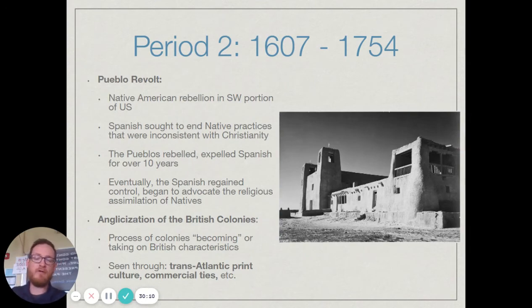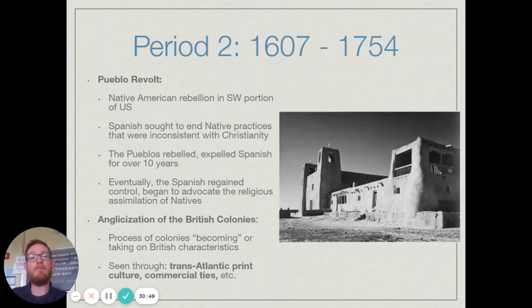Now, the Pueblo Revolt is a very, very important part of the history of Western Native American groups here. It was a Native American rebellion in the southwest portion of the United States, around the New Mexico, Arizona area. Basically, the Native Americans got sick of the Spanish influence there. They went along with a lot of the Spanish ideals during this time, but when things such as praying to the Christian God did not work out for them, and that happened repeatedly, they said, hey, we are done with this and we want to get rid of that.